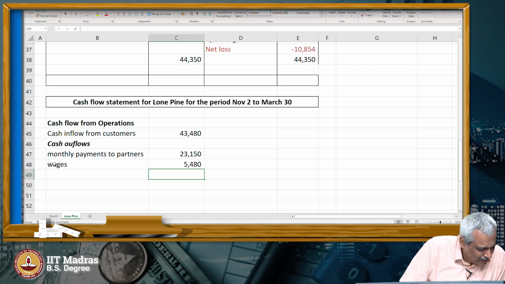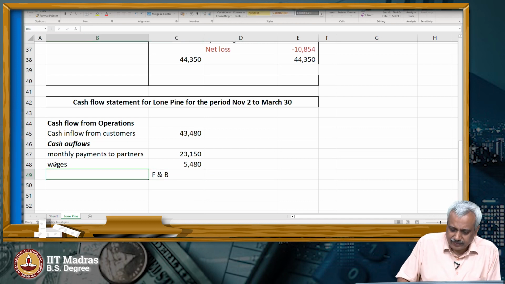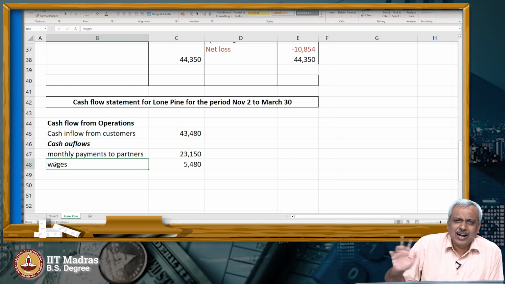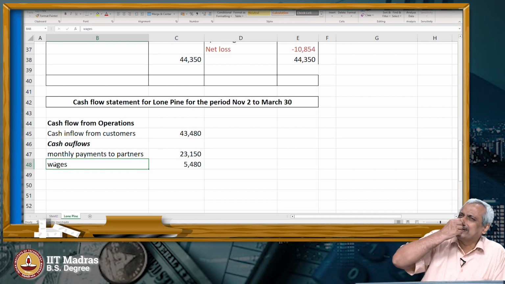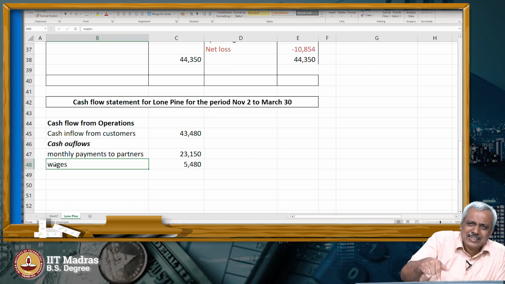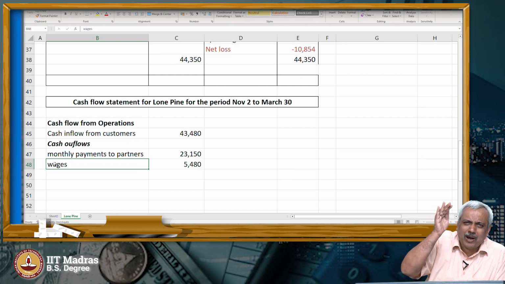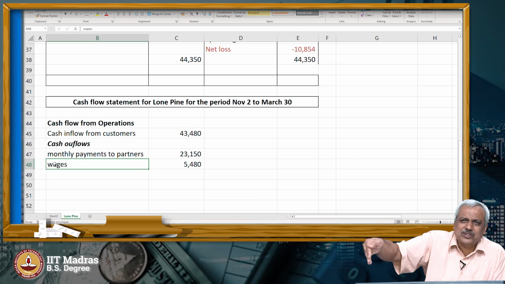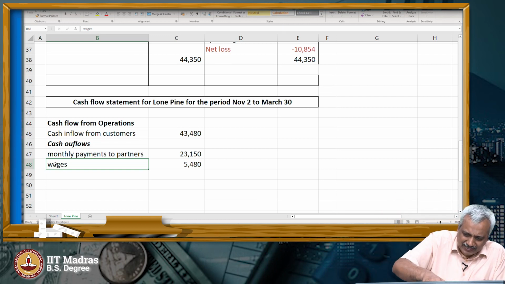Next what do you see? You see food and beverage, F&B. Now how do you show wages has been paid? If it has not been paid, it will be in the liability side of the balance sheet closing. Only if it has been paid, it will be there. How sure are you that it is pertaining only to this period? Because the cafe has been in operation only for the period November 2nd to March 30th, and we are preparing the cash flow statement only for November 2nd to March 30th. So any payment will be related only to that particular period, obviously. So that is what we have taken.